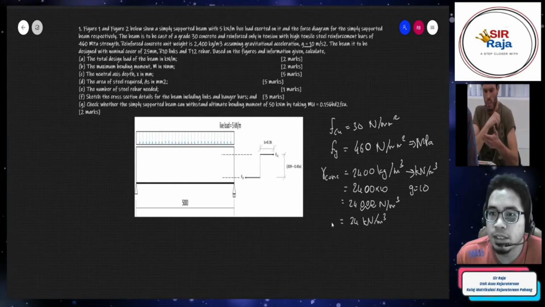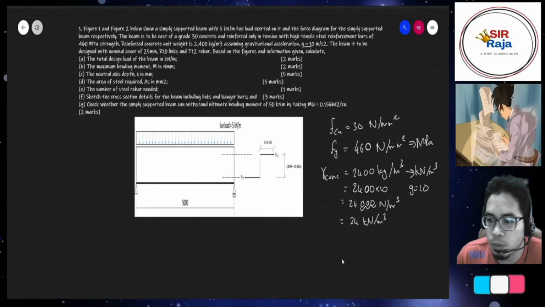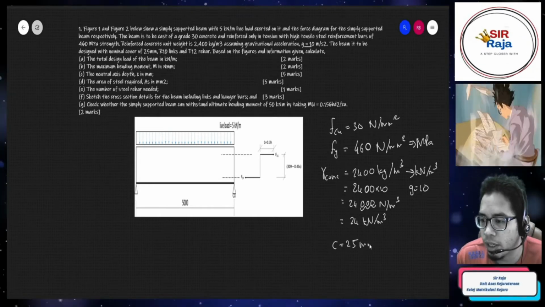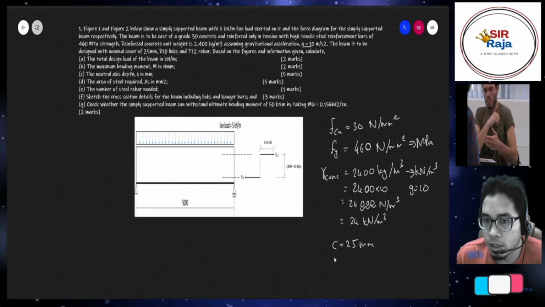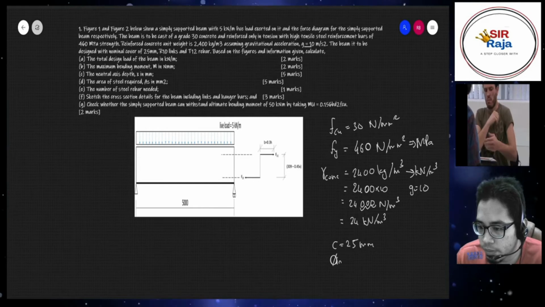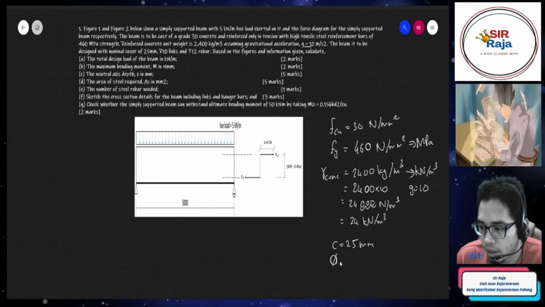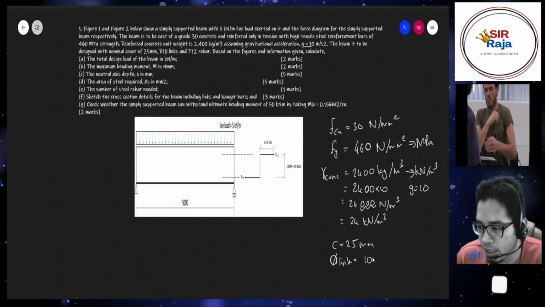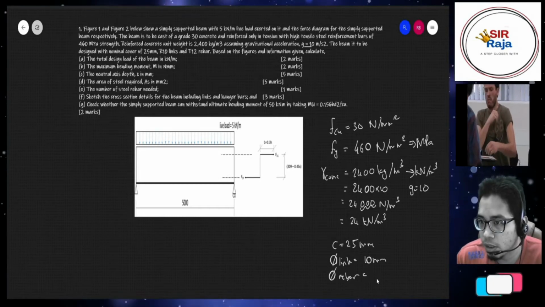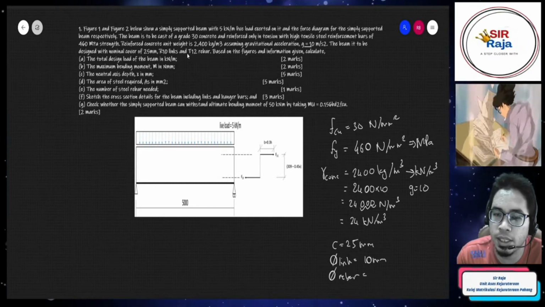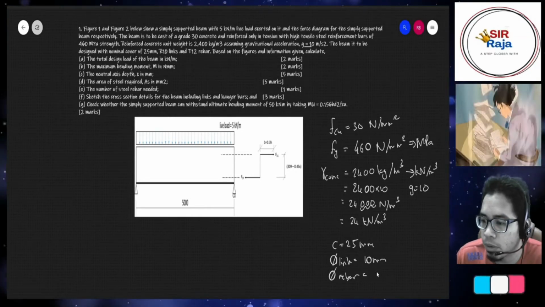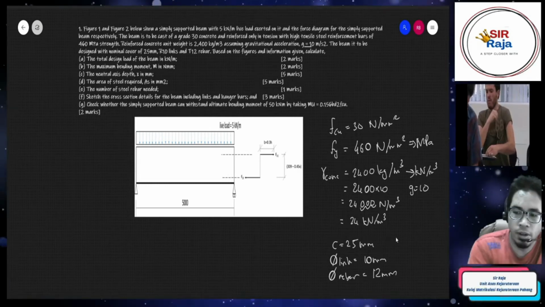Next, the beam is to be designed with nominal cover C of 25 mm, and the diameter of the shear links is 10 mm. The diameter of the rebar is given here as T12, which means high tensile steel material with 12 mm size.